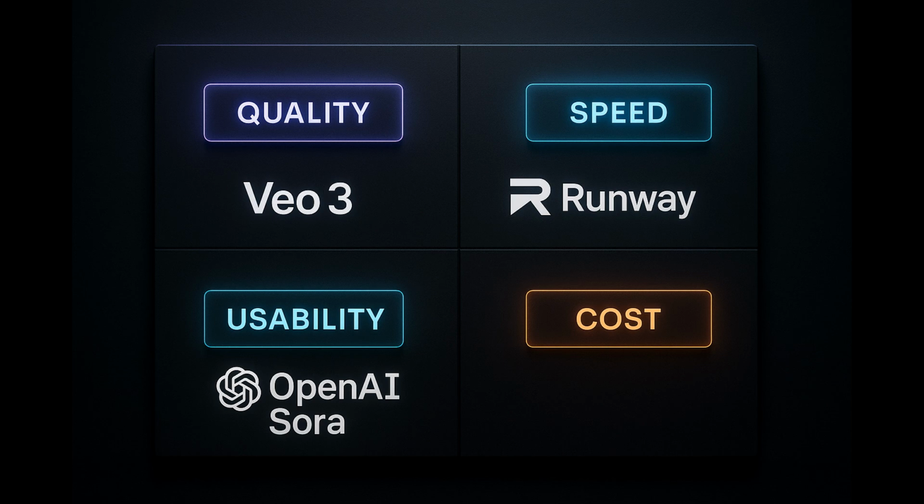Usability. Runway has the most polished interface for professional workflows. Veo 3 through Google AI Studio is functional but less refined. Sora remains the most restricted in terms of access and export options.